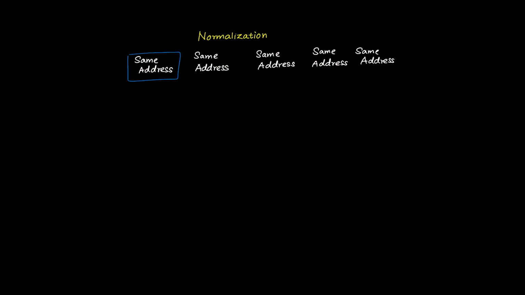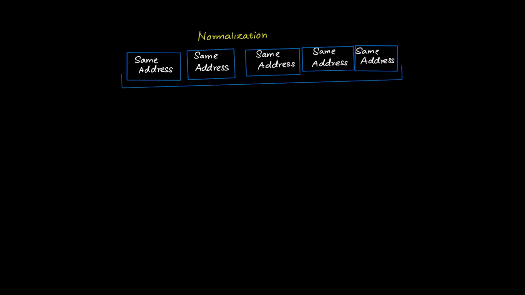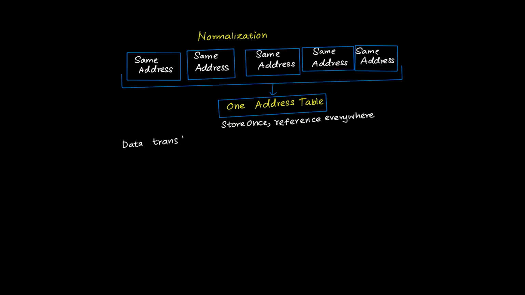A company stores the same customer address in 5 different tables. Every time an address changes, they need to update it in 5 places. Miss one, and now the data contradicts itself. That's a redundancy problem. And the fix is normalization. Normalization is the process of organizing data in a relational database by creating proper tables and relationships between them. The goal is to eliminate redundancy, increase data integrity, and reduce complexity. Store the address once in a customer table, then reference it with foreign keys everywhere else.